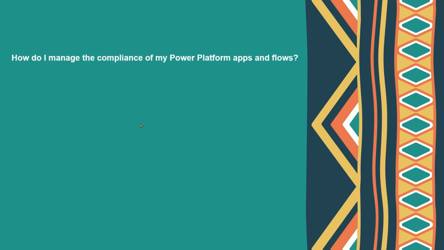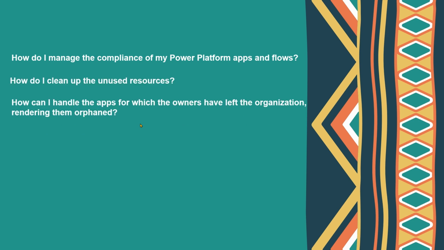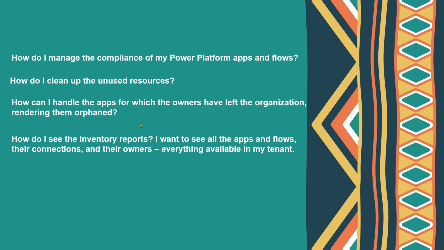So here is the set of common questions. How do I manage the compliance of my Power Platform apps and flows? How do I clean up the unused resources? How can I handle the apps for which the owners have left the organization, rendering them orphaned? How do I see the inventory reports? I want to see all the apps and flows, their connections and their owners, everything available in my tenant.